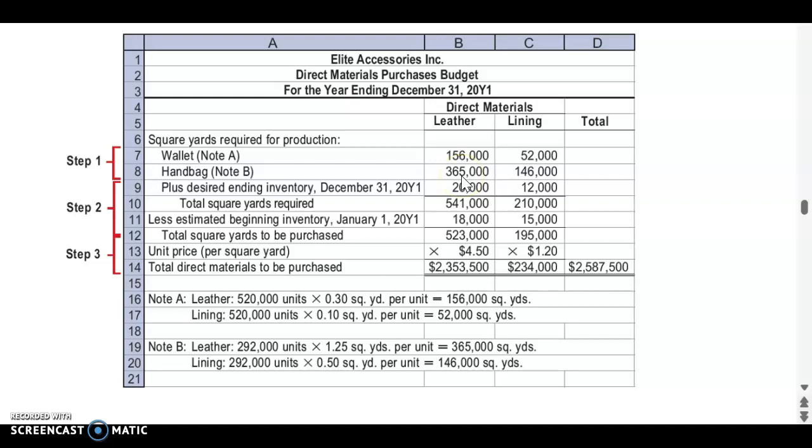So how did we get that? By saying it's going to take us 0.30 square yards per unit, and we plan to make 520,000 units. So we do 520,000 times 0.30, and that gets us the 156,000. And then also the lining for the wallet, we need 0.10 square yards per unit for the lining, and we want to make 520,000 units, so we would need 52,000 square yards. And we do the same thing for the handbag.